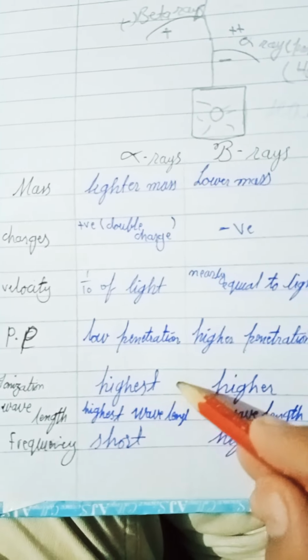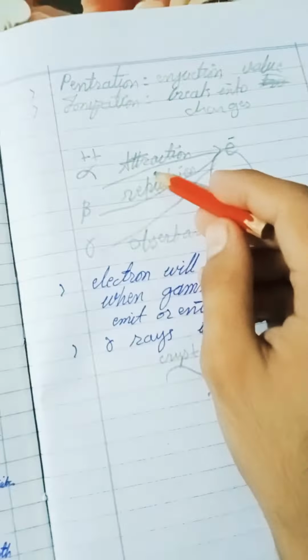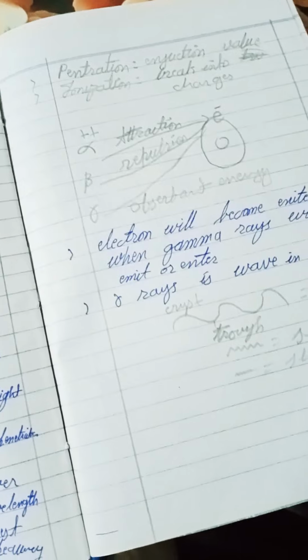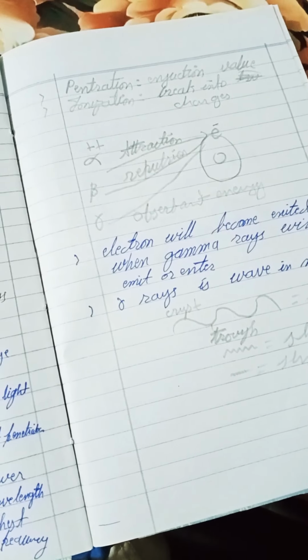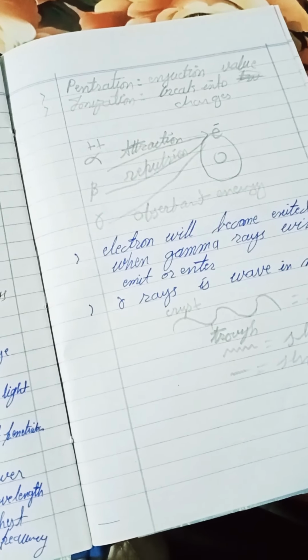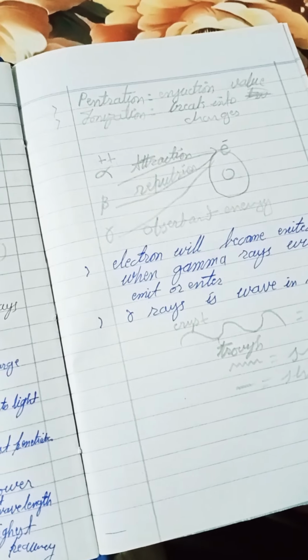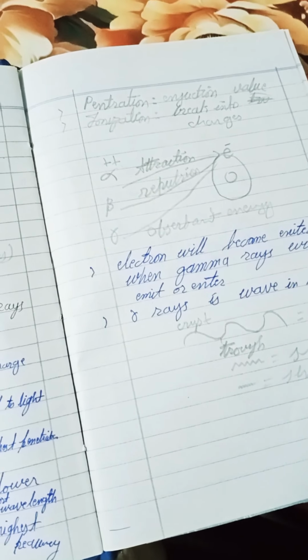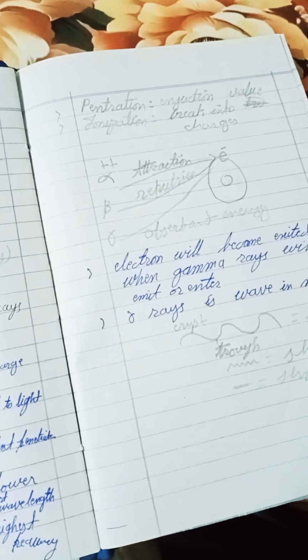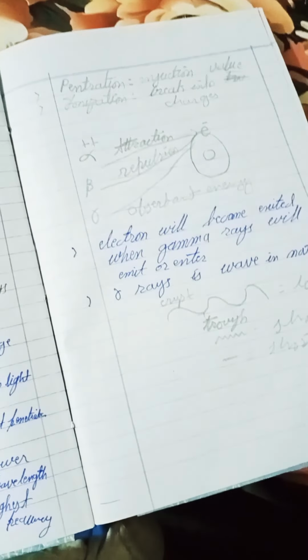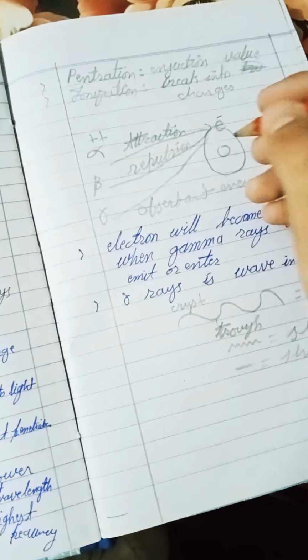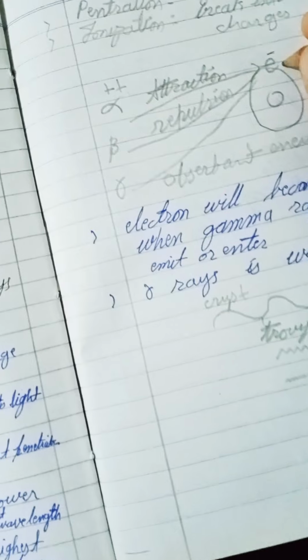Ionization is highest in alpha rays because of attraction. It has a double positive charge while the electron has a single negative charge, so it easily pulls it, like there's a fat boy and a thin boy: the fat boy can easily pull the thin boy. Are you understanding? This was a simple example.